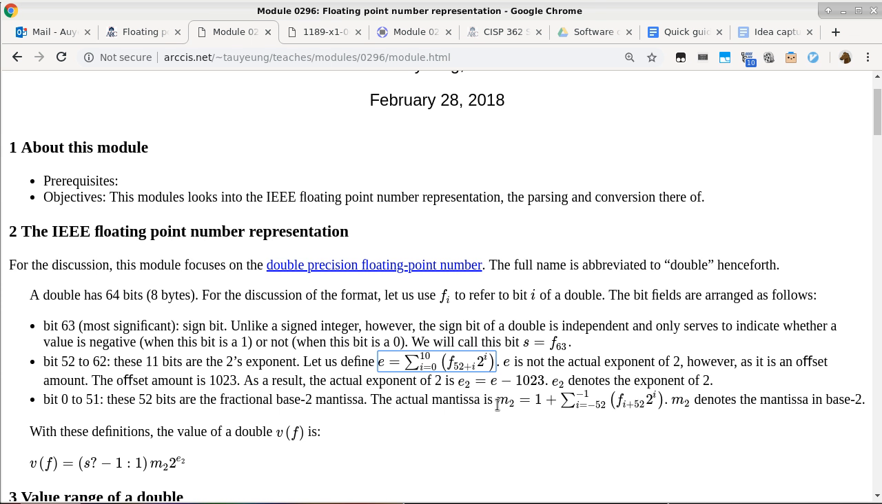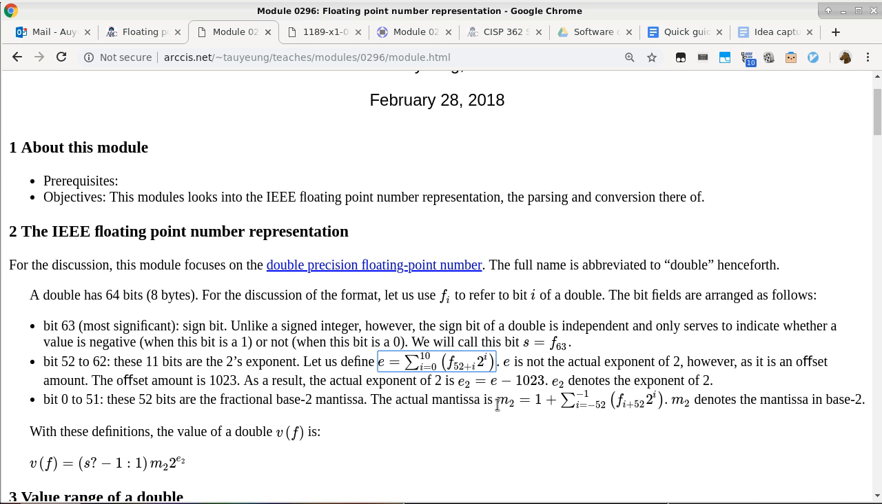It's an unsigned number, an 11-bit unsigned number. But the actual exponent, which we'll explain later, is not exactly E. It is biased, quote unquote, by 1023. So the actual exponent of 2, which I would use E2 or E subscript 2 to represent, is E minus 1023.